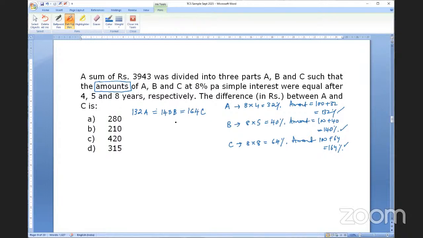Now the question is, what is the value of A, B, C? And then we need to find the difference between A and C. Here we will use the concept of inverse ratio to solve this question in no time.